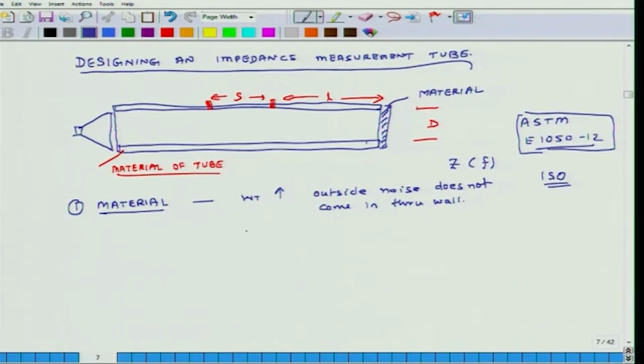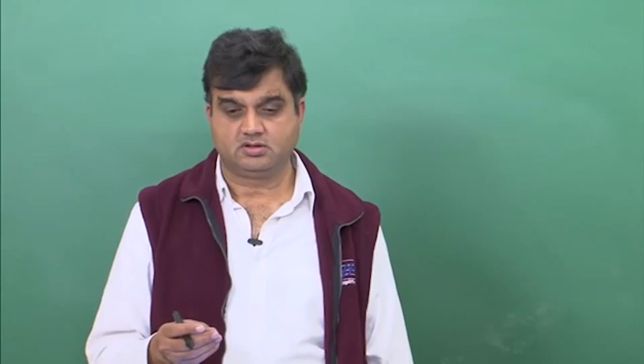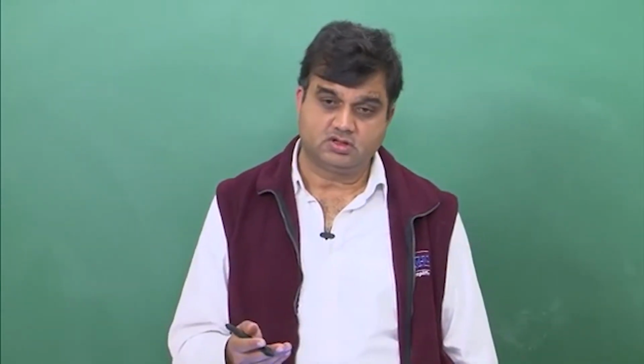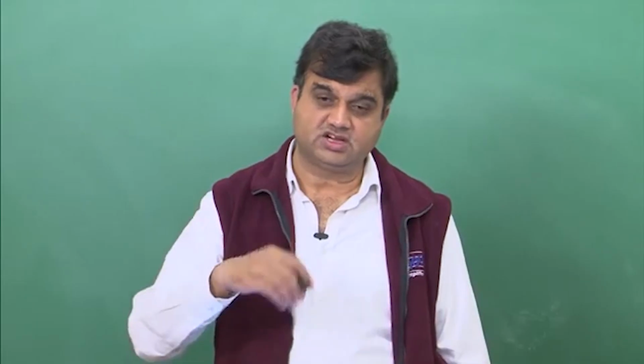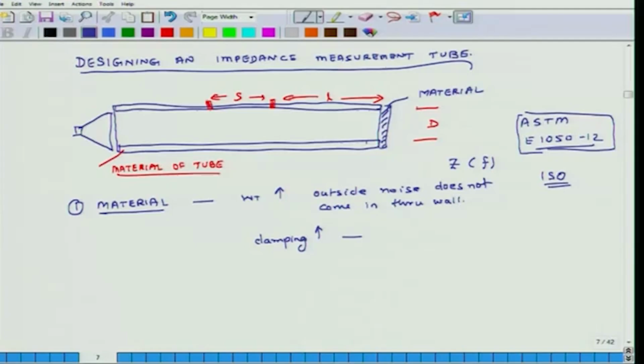The second thing is that the material should be chosen such that its damping is high. Why is that? Because when sound is being generated in the tube, the walls of the tube may also get excited and vibrate, and they may generate their own noise, and we want that kind of noise to damp out as fast as possible. So this damping is to reduce the confusion or noise due to the sound which will get generated due to excitation of vibrations of the tube itself.